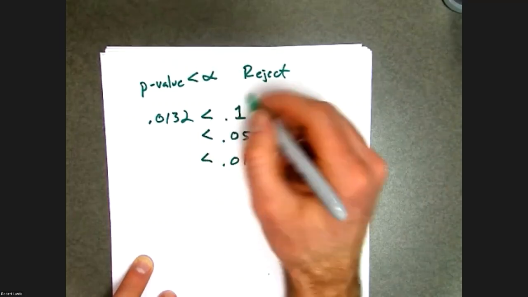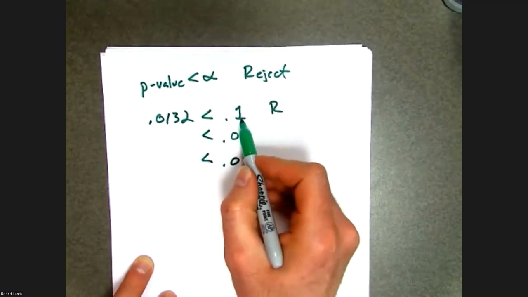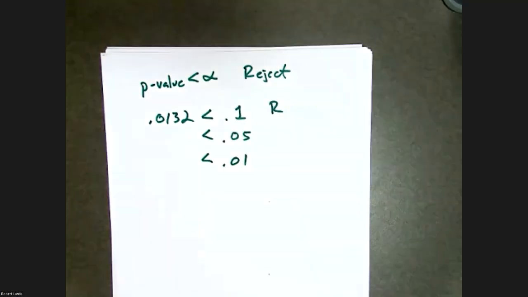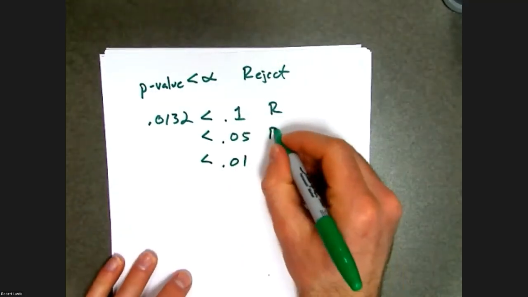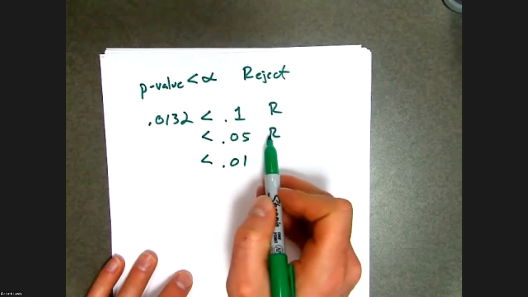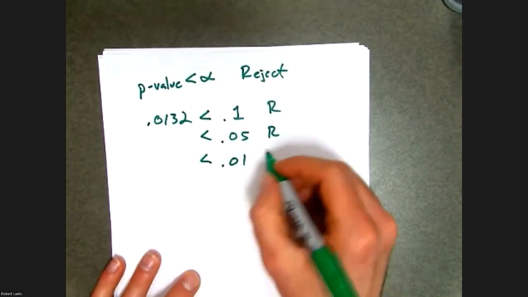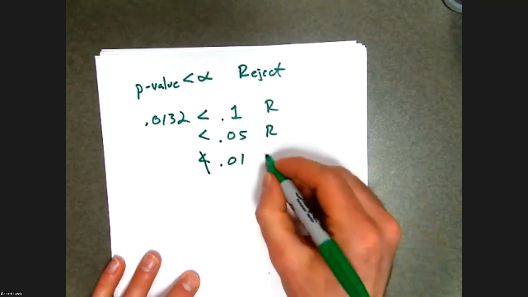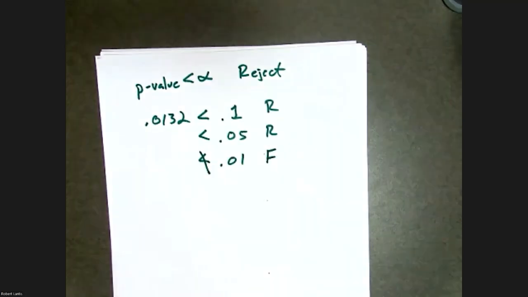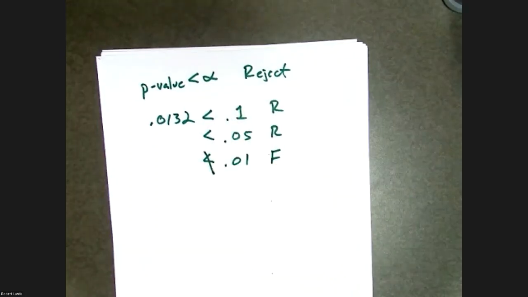Yes, we can reject at the 10% significance or the 90% confidence level. It's less than 0.05, so we can reject at the 5% significance or with 95% confidence. It's not quite less than 0.01, so we would say we fail to reject the null at the 1% significance level, or we fail to reject with 99% confidence. Okay, so once you have that p-value, you can compare it to several alphas and figure out what levels we can reject this null hypothesis at.